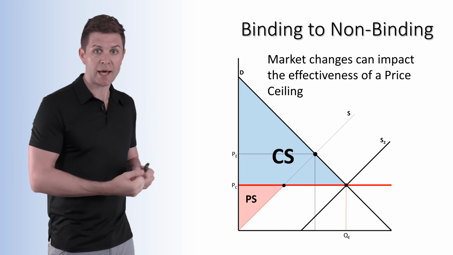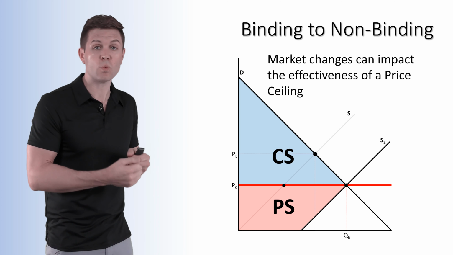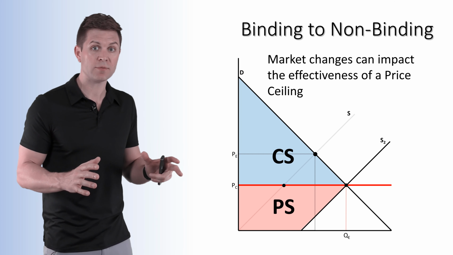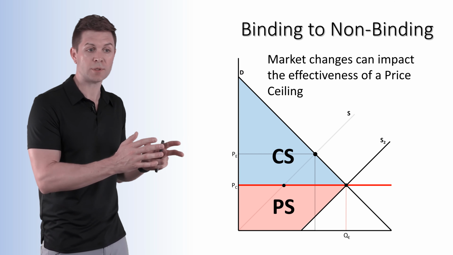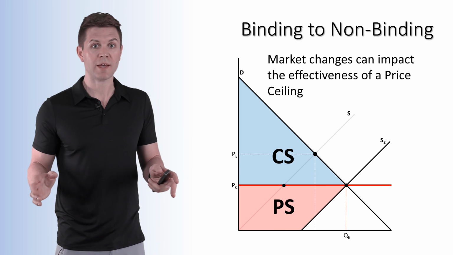So we gain back a lot of consumer surplus, and we gain back all the producer surplus. So once again, because it's a non-binding price ceiling at this point, because of that increase in supply, we've gone back to allocative efficiency. There is zero deadweight loss at this point.